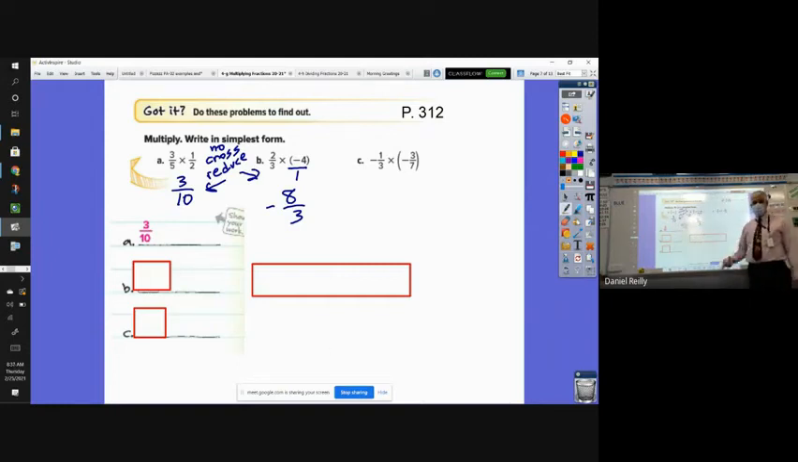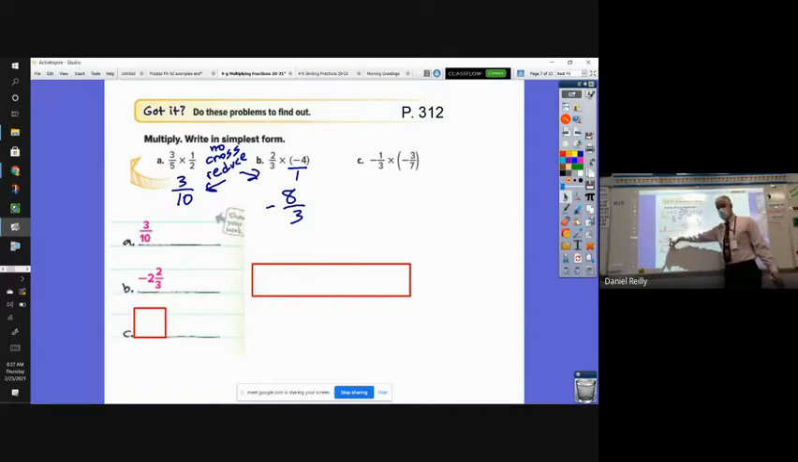Can you leave this answer like this? Yes, if it's not a real world problem. But the book will always change this to a mixed number, which is 2 2/3. 3 goes into 8 2 times, which is 6, and 2 left over. But if you leave it like this for me, I'm going to say that's okay.